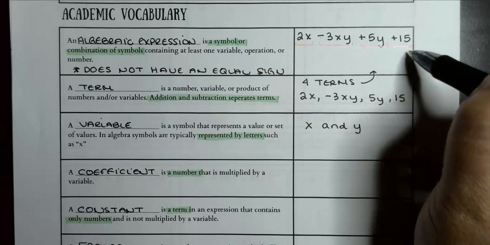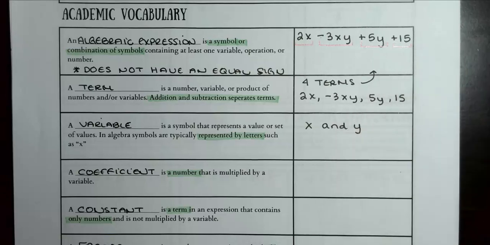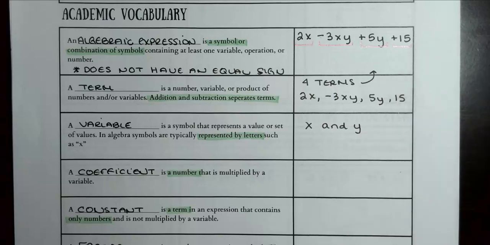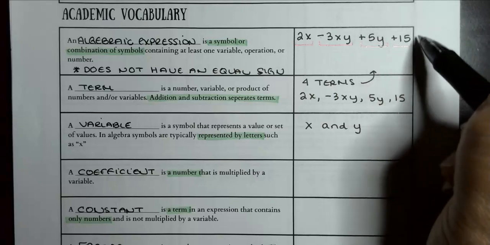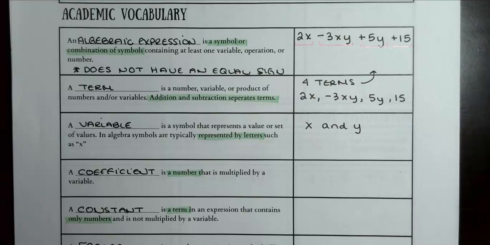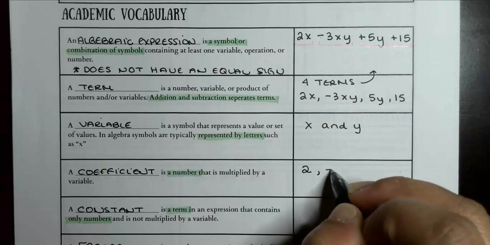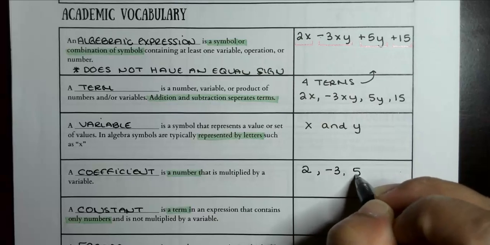If you're looking at the 15, the only reason the 15 is not a coefficient is because it doesn't have a letter attached to it. The 15 is just a 15, and we have a different name for that. So let's go ahead and write out the 2, the negative 3, and the 5.